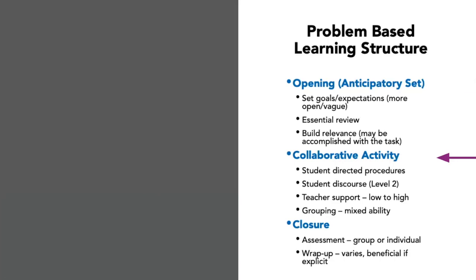The body of a problem-based learning lesson is what looks a little bit different. Rather than beginning with the highest level of support like you do in explicit instruction, you actually start with the lowest level of support and then add in scaffolds as needed based on your formative assessment of student needs.